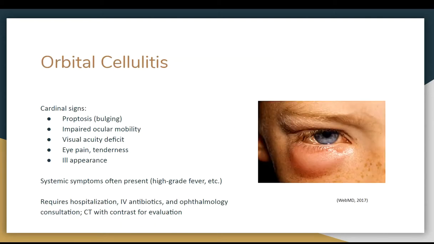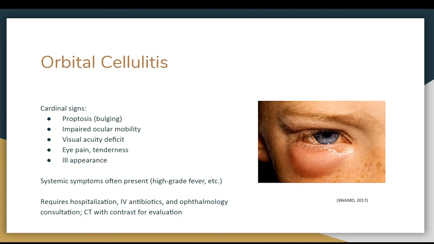Okay, speaking of those eye infections, one of those eye infections we worry about is orbital cellulitis. One of the key features of this is bulging from the eyes. The patient will have an impaired mobility of the eye because there's compression from the swelling. Their vision will be affected. So one of the primary ways that you're going to be able to tell if an injury can be treated in the office or needs to be sent on is whether or not there is pain in association with a visual acuity deficit. If there's a deficit in visual acuity, they need to be seeing an eye professional. Eye pain and tenderness is common with this, and then the patient can look pretty sick.